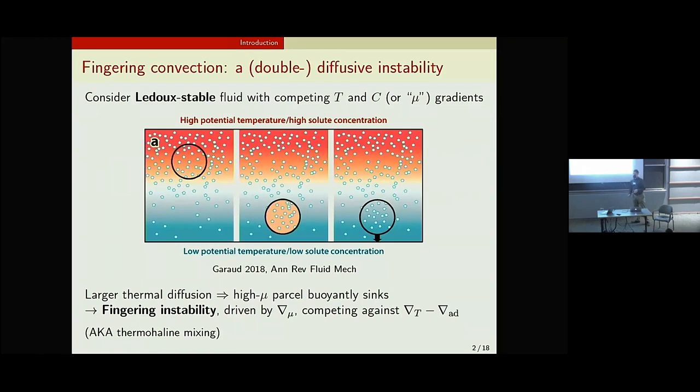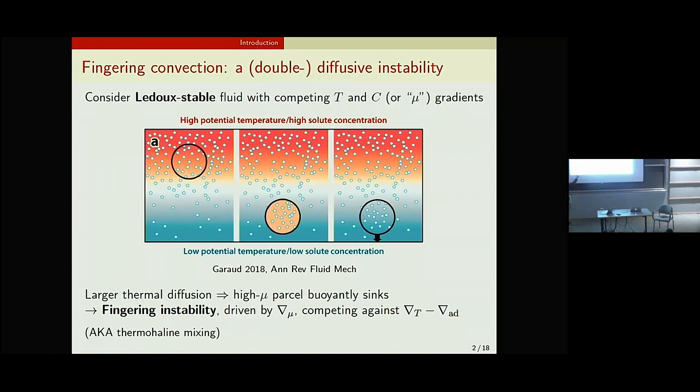Thermohaline mixing happens in stably stratified regions. So this is a Ledoux stable part of a star, in the radiation zones, not the convection zones, where you have a competing temperature gradient and a chemical composition gradient. Or you can think of that as mean molecular weight, mu. Imagine that we have a stable region. We have excess heat on the top relative to the bottom, and we have a slight inversion of the mean molecular weight. So overall, it's Ledoux stable. We still have a higher mass density on the bottom than at the top. So this is not going to drive overturning convection.